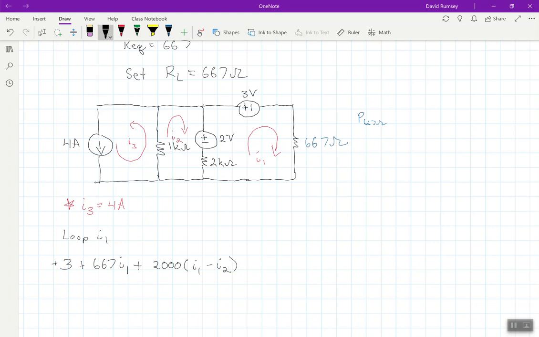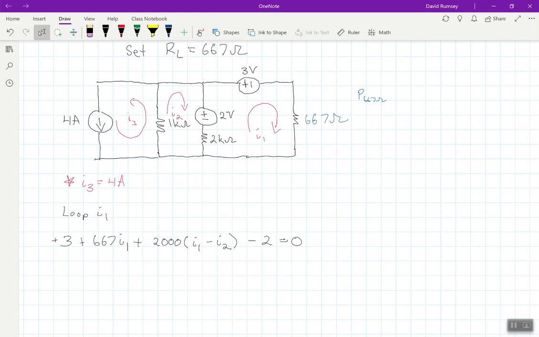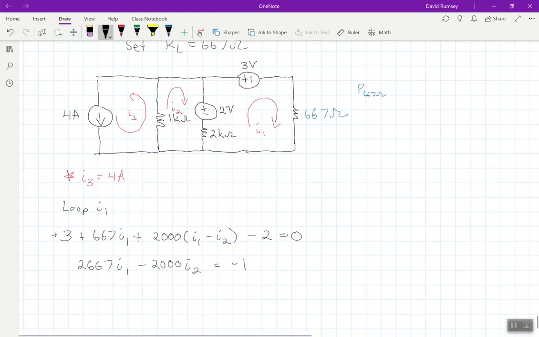And then to finish it up, we have to include that 2-volt power supply. But I'm coming in on the negative side, so this would be minus 2. And then this is equal to 0. So this is my loop 1 equation here. So let's combine some terms here. I'm going to multiply things out. I'm going to skip some of the algebra steps here. So we'd have 2,667 I1 minus 2,000 I2, and this is going to be equal to -1, because you'd have 3 minus 2, which is +1, and then I'd move it to the other side. So that's my loop 1.